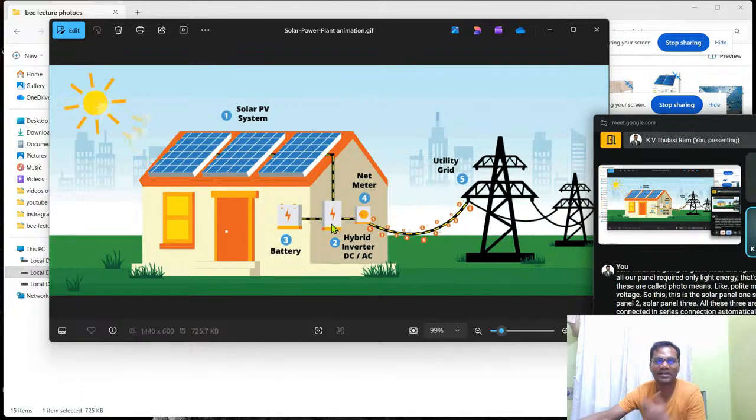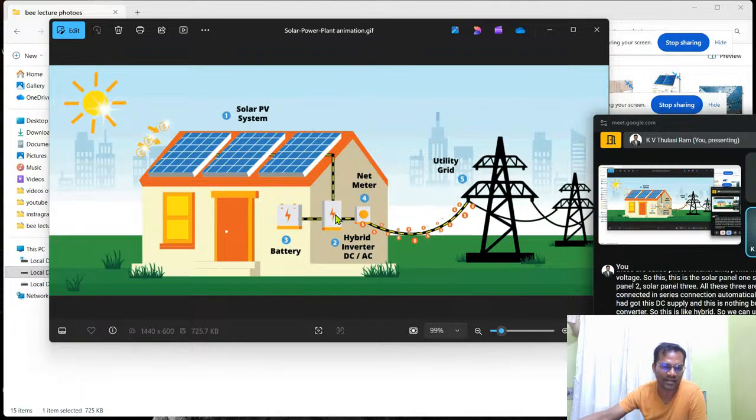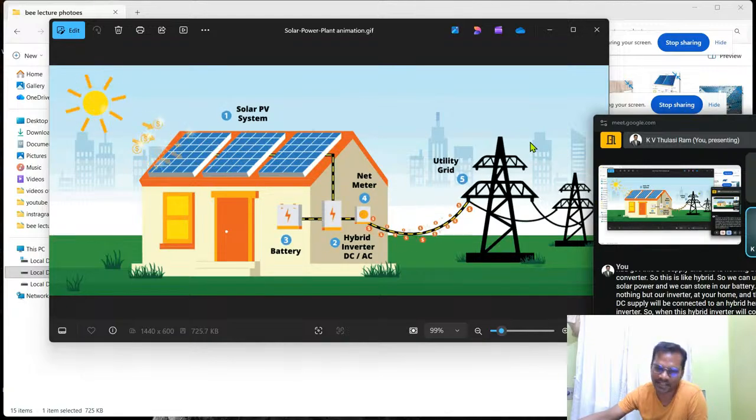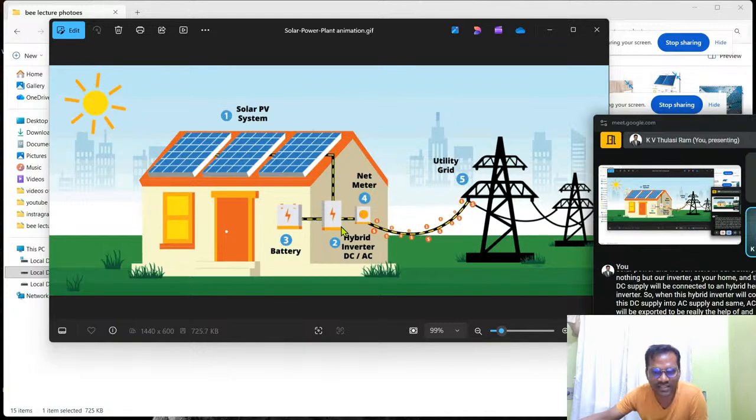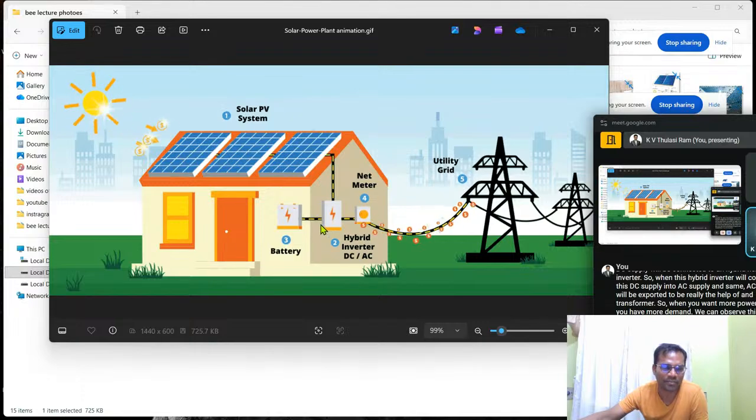So this is like hybrid. We can use this solar power and store it in our battery. This is nothing but the inverter at your home. The same DC supply will be connected to a hybrid inverter, where the hybrid inverter will convert this DC supply into AC supply, and the same AC supply will be exported to the grid with the help of a transformer. When you have more demand, we can observe this also. You can see here sometimes it is going up and sometimes it is coming back, which indicates that more solar radiation is there.